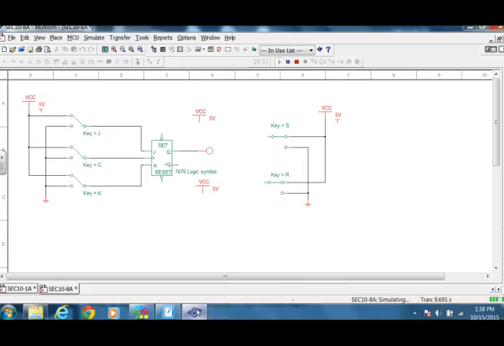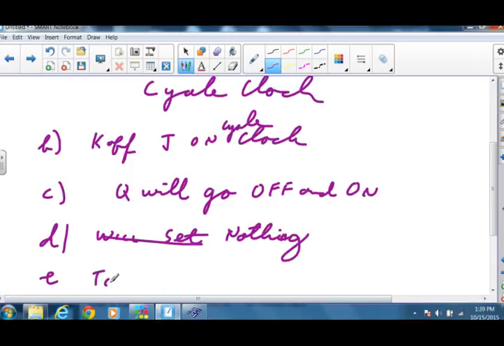Connect the SR switches to the asynchronous inputs. List the steps that you need to follow to set and then reset the flip-flop. All right, so we're going to set this guy up here. I'm going to hook that guy up there. Okay, so to set, S equals zero and reset equals one.